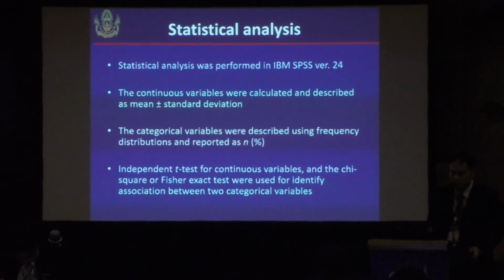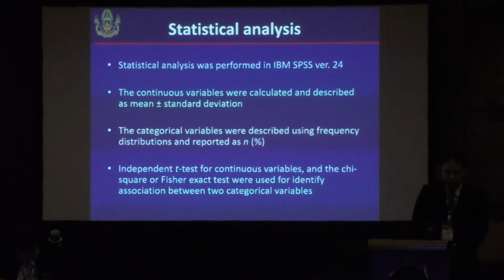Statistical analysis: I used the IBM SPSS program version 24. We report categorical data by percentage. Continuous variables were reported by mean and standard deviation. I used the chi-square or Fisher's exact test to define association between the two variables.